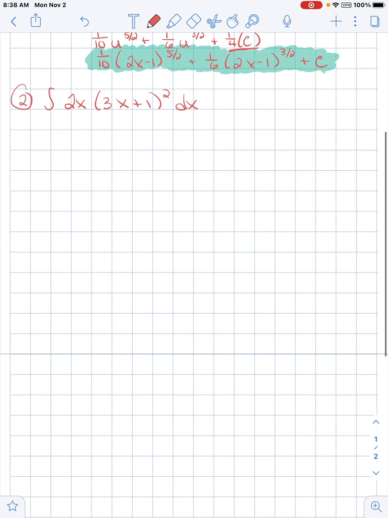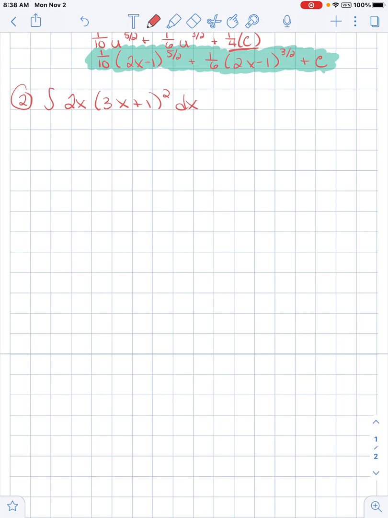See if you can go find that antiderivative. Pause this. Go try it. All right, I hope you paused and that you actually tried it.